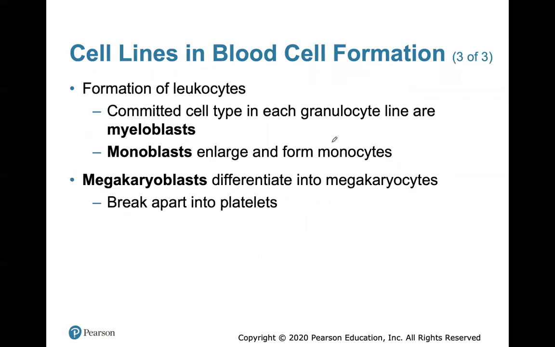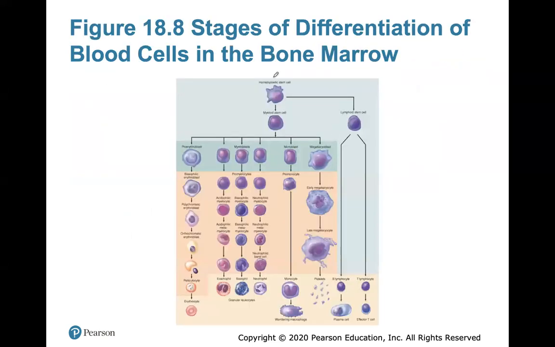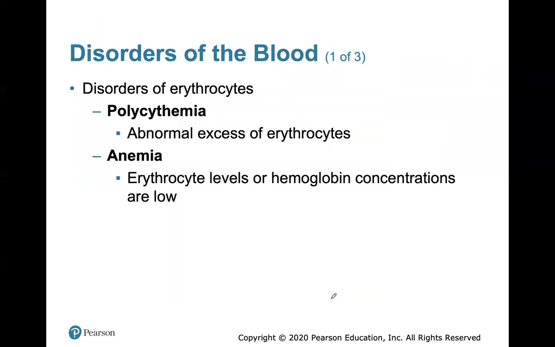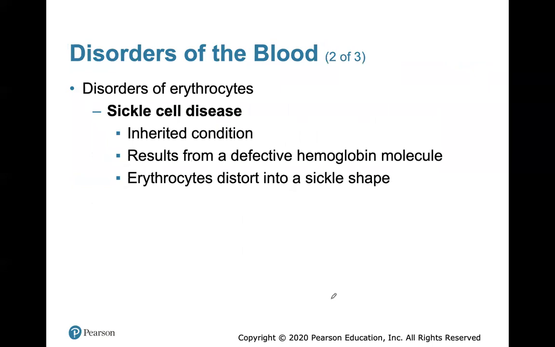Other than that, you don't need to know that, but it's just kind of cool to see you have one hematopoietic stem cell, and it will differentiate into all the different red blood cells, white blood cells, and platelets in the blood. Disorders of blood, you can have polycythemia, which is an abnormal excess of erythrocytes. Anemia is when your erythrocyte levels or hemoglobin concentrations are low, so you have less oxygen being delivered to tissues.